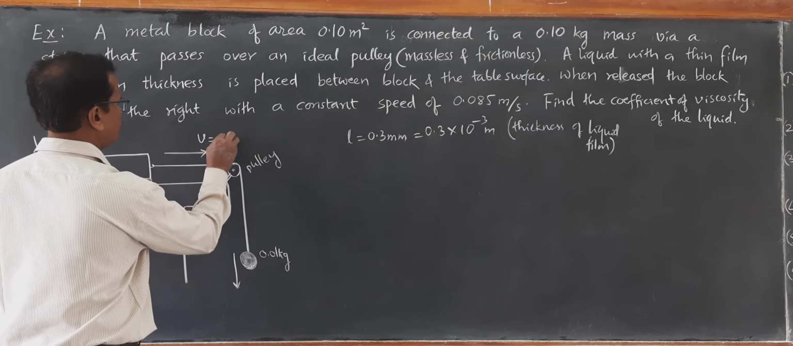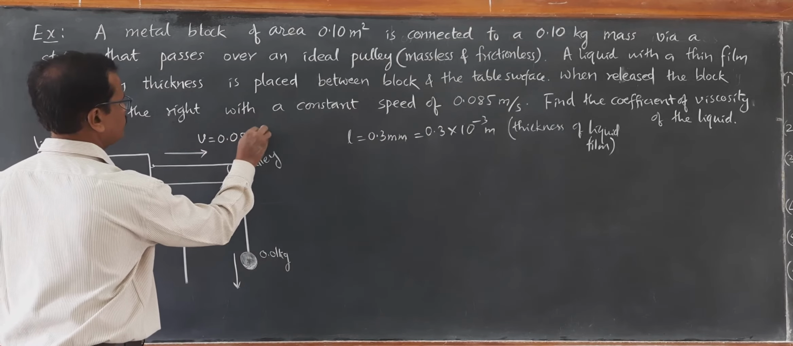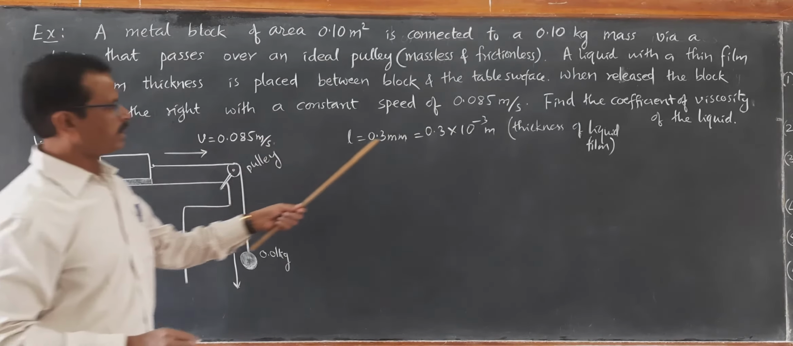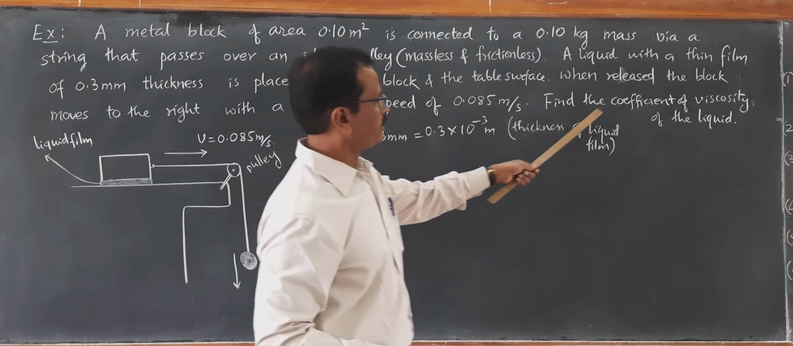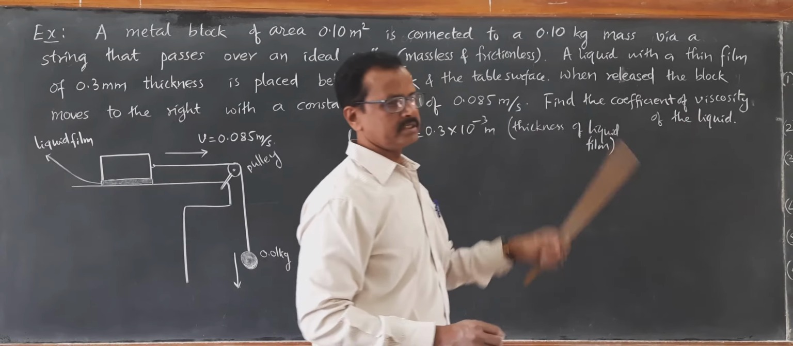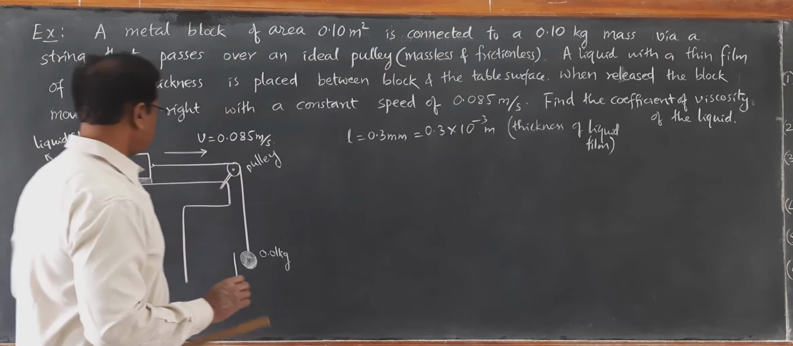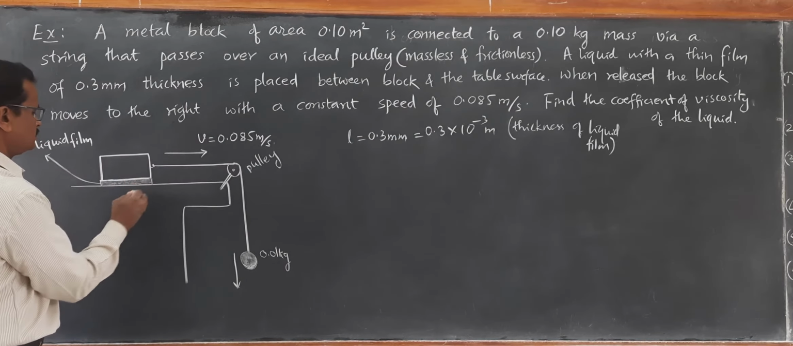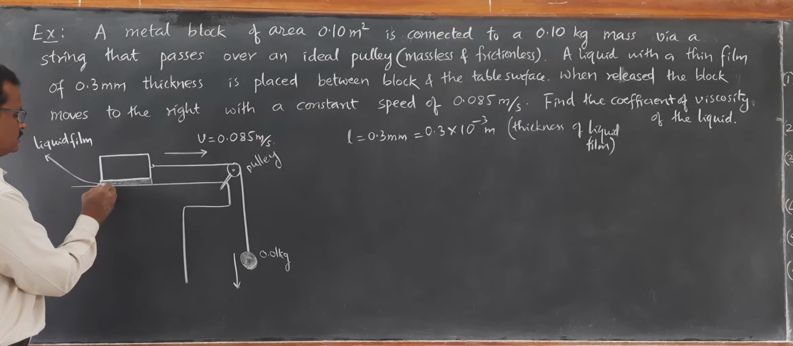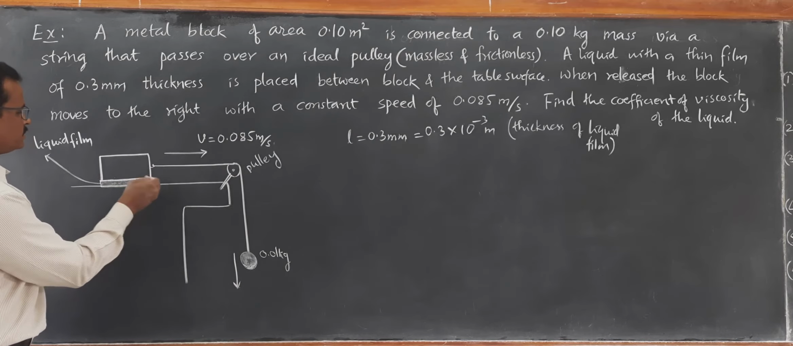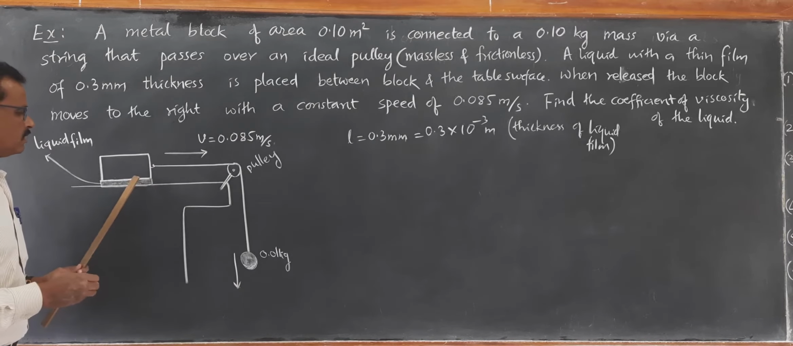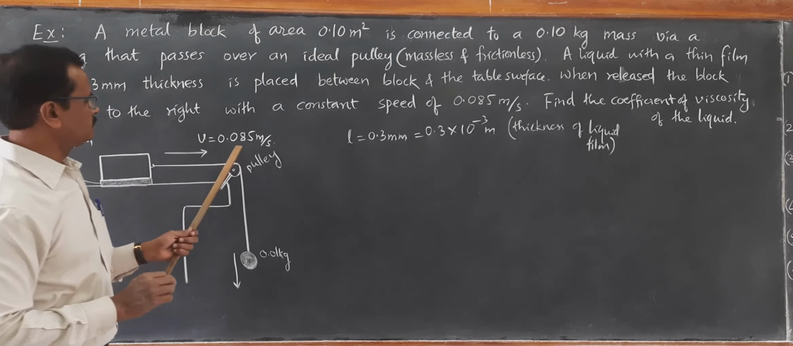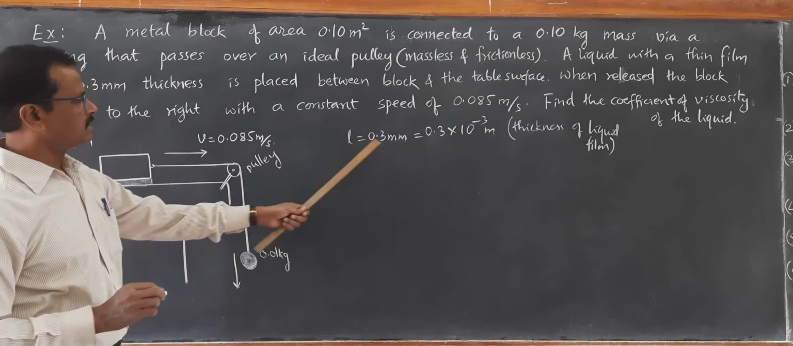V equal to 0.085 meter per second. It moves with a constant speed of 0.085 meter per second. Find the coefficient of viscosity of the liquid. Now, here is the surface of the block and here is the table surface. Between the table surface and the block surface is a liquid film of thickness 0.3 mm.